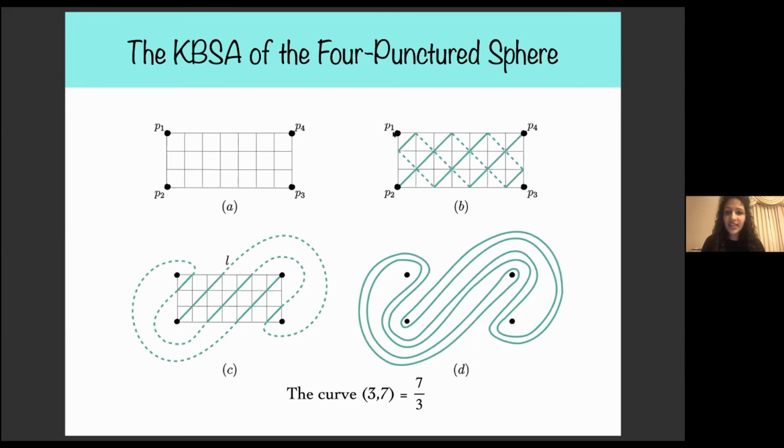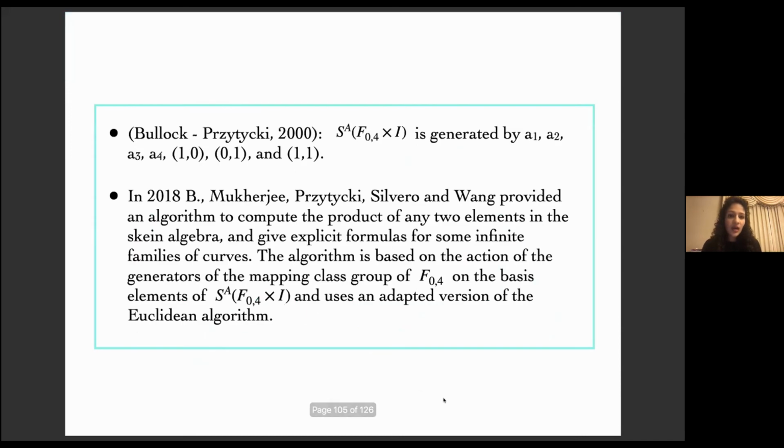Once I reach an edge of the grid, I reflect behind, like a pillowcase, until I reach the next edge, then I reflect in front, then behind, front, behind, front. I carry on until I hit another corner. Then I can deform these dotted curves and pull them outside of the grid. The curve that I get here is the core of the curve (3, 7), which is illustrated in D.